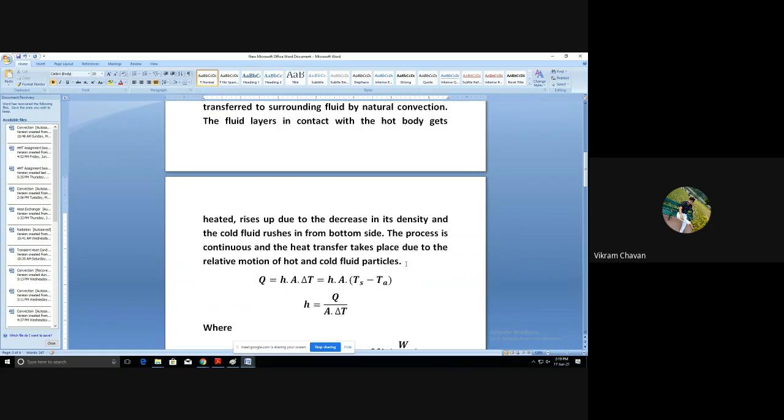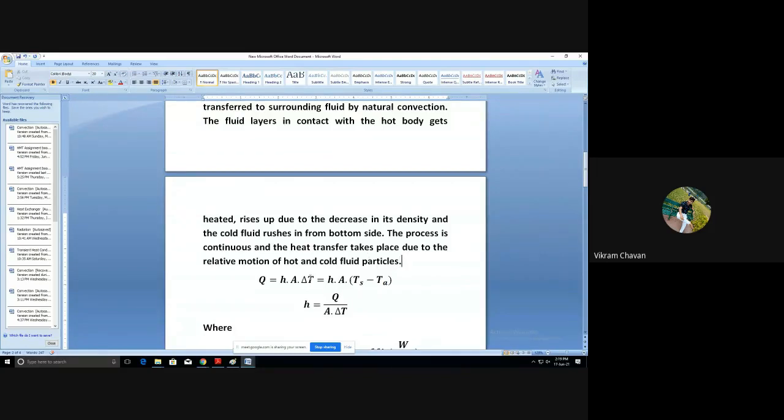Now we know that if the heat is transferring from the surface to the fluid, that heat transfer will be considered as convection heat transfer. In that case, we have to use Newton's law of cooling related to convection. The convective heat transfer rate per unit area is directly proportional to the temperature difference between surface and surrounding. That is the statement of Newton's law.